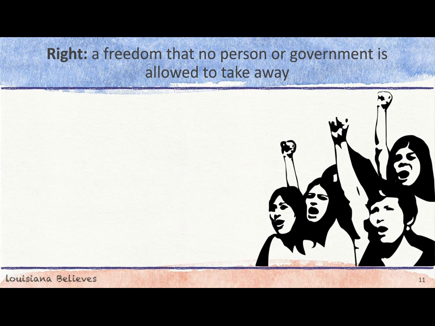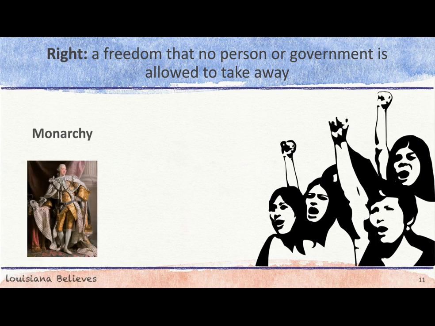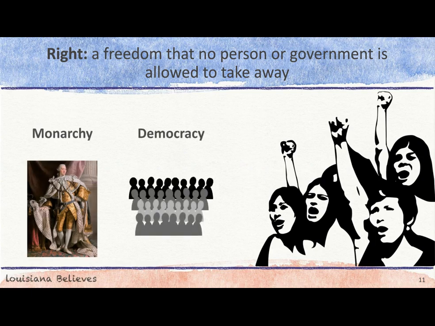Another difference between a monarchy and a democracy are people's rights. A right is a freedom that no person or government is allowed to take away. In a monarchy, people have very few rights, compared to a democracy where people usually have many rights. This makes sense because in a monarchy, the king has the power to make the rules, while in a democracy, people have the power to choose who their leaders will be.